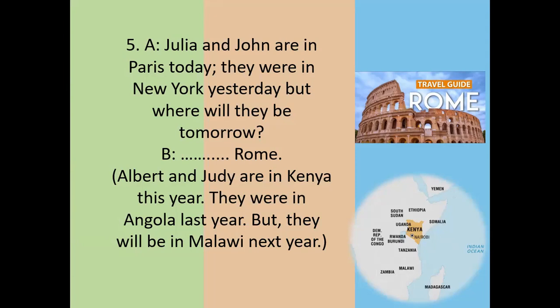Okay. Now, let's imagine two people as Albert and Judy. Albert and Judy are in Kenya this year. This is Kenya. They are in Kenya this year. They were in Angola last year. But they will be in Malawi next year, in Africa. Yes, they will be in Malawi next year. Okay.